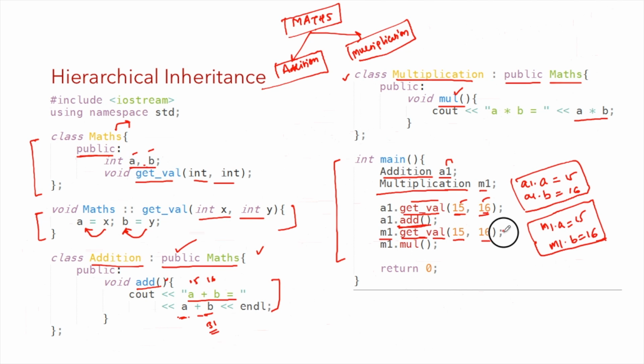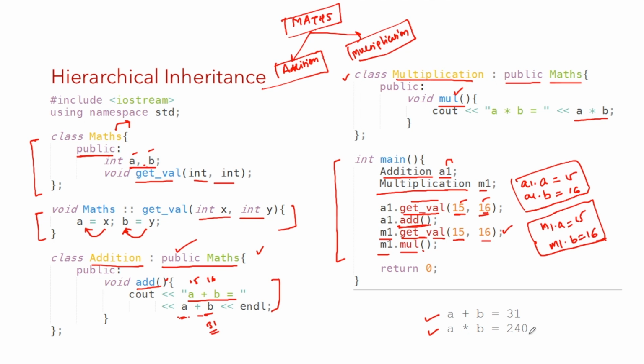Now once this initialization is done using function get_val, I am just calling m1.mul, which is just going to print the multiplication value of a star b. And after that the program will end. So the output of this program is this: a plus b is 31 and a multiplied by b is equal to 240.